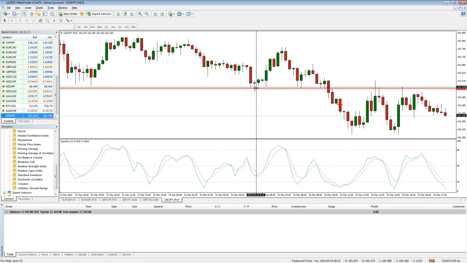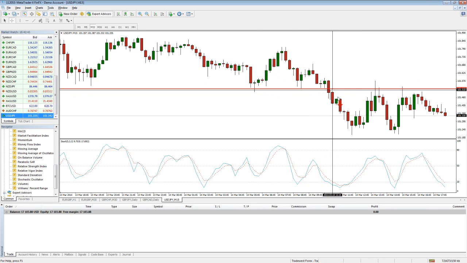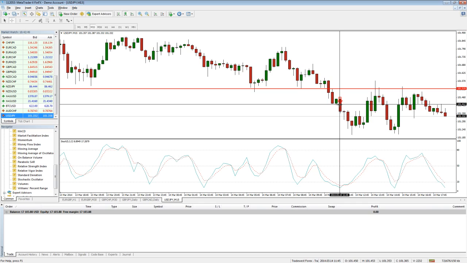How it came down, touched and bounced, came down, touched and bounced. Here it did not. It closed through, closed through. Okay, we're going through, so I'm taking short. Could get in short here, could get in short here. Either way, it's confirmed and you could catch that little 20 pip run.